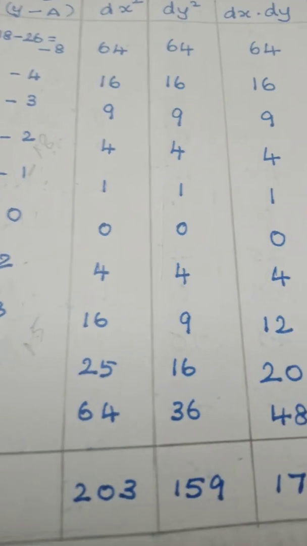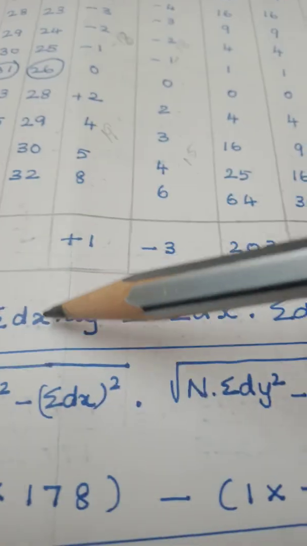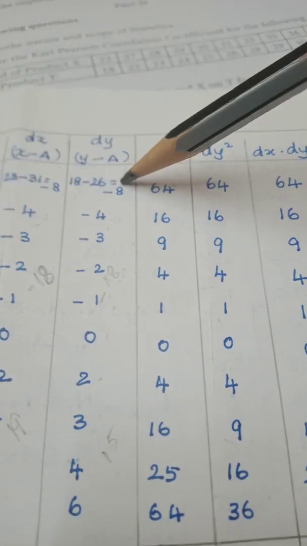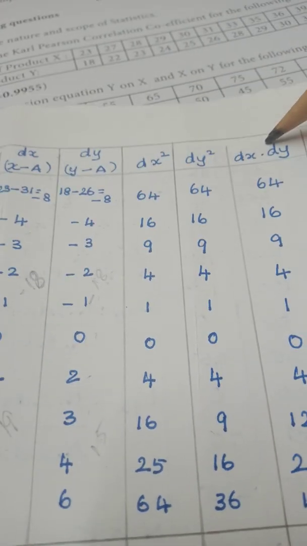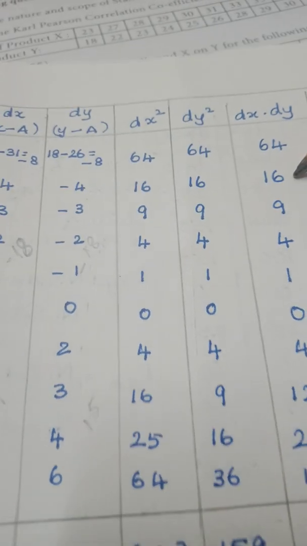Now we found out dx square values. We found out what is the sum of dy square values also. Now what do we have to find? Dx into dy. Now here we found out dx, we found out dy. Multiply these. Minus 8 into minus 8, it is plus 64. Give the heading dx into dy. Next minus 4 into minus 4, it is plus 16.